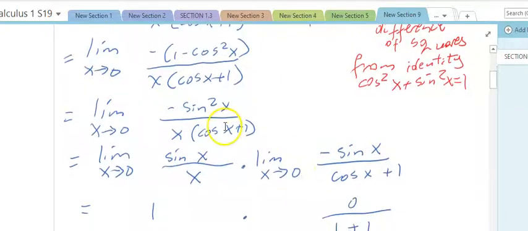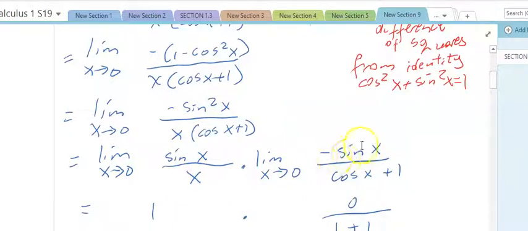And then what we want to do in our next step is to see this top part as a multiple, sine of x times negative sine of x. So we're going to separate these two factors of negative sine squared x into sine of x and negative sine of x and put them over denominators in such a way that one of them looks similar to what we have seen before, which is sine of x over x, and the limit as x approaches 0 of sine of x over x will be equal to 1.